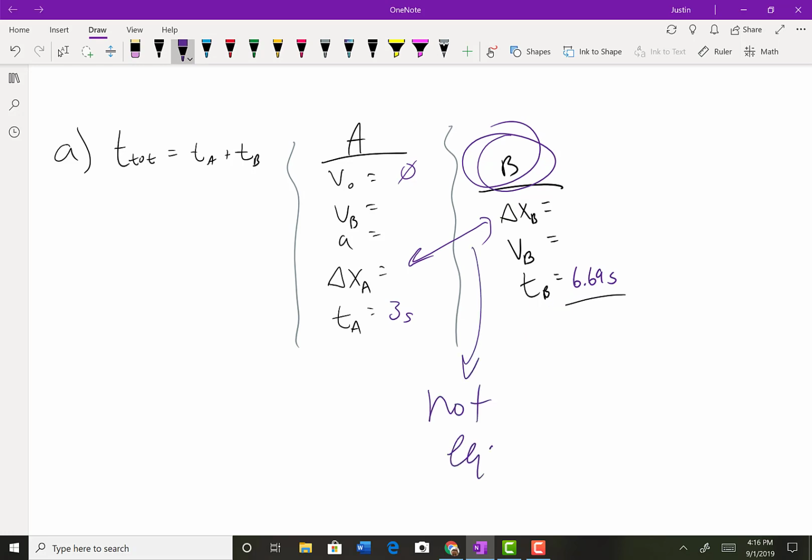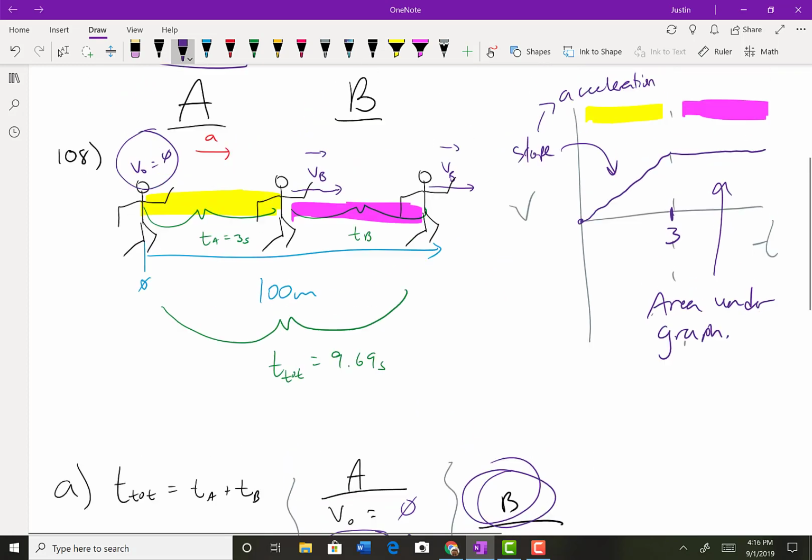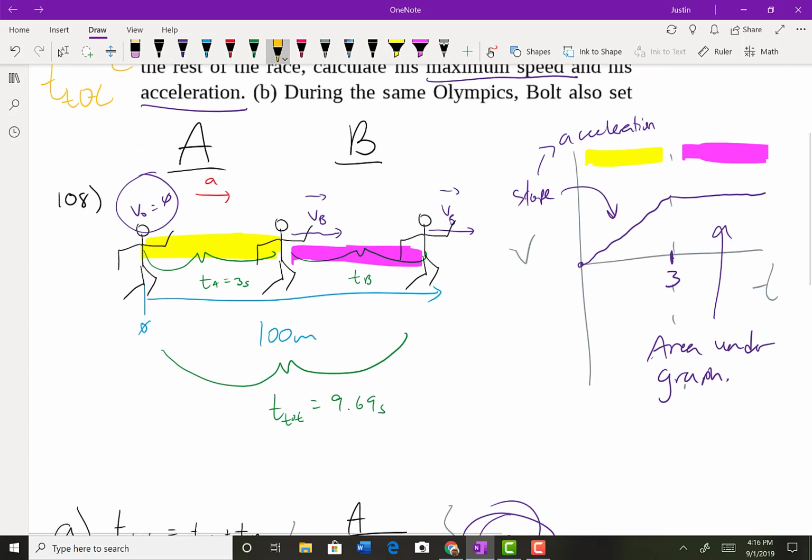And then I've got VB, the velocity that he coasts with, which is going to be the velocity at which he ends here. So looking back up on the graph, when he reaches the speed VB, he then coasts with that speed from that moment on. So that's going to be useful later on.